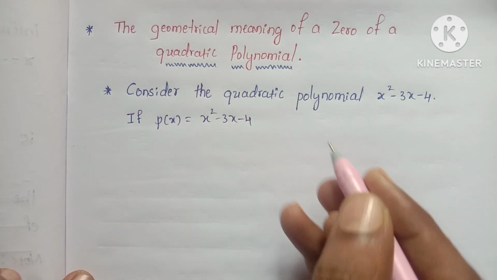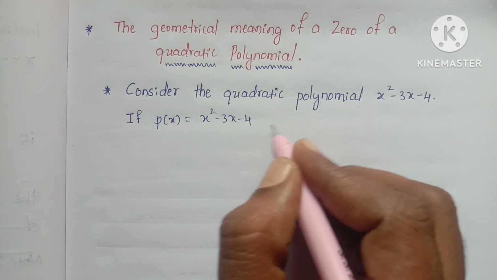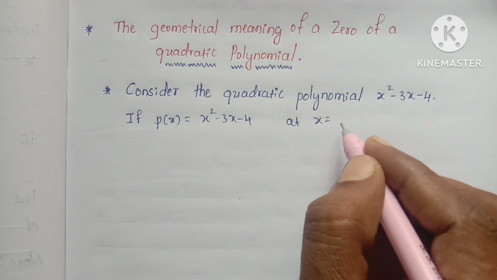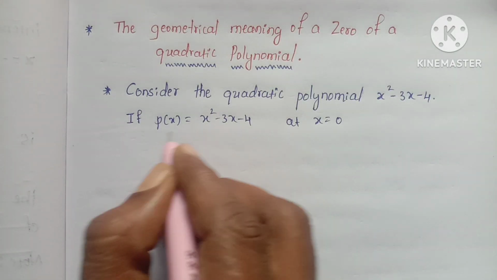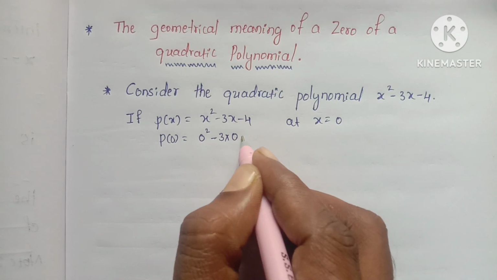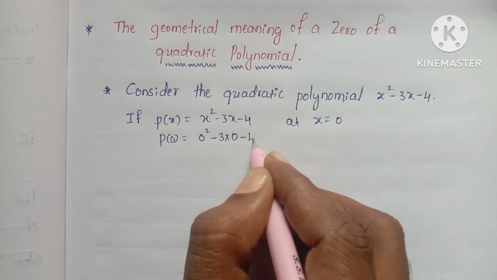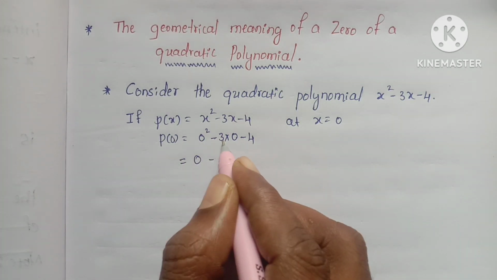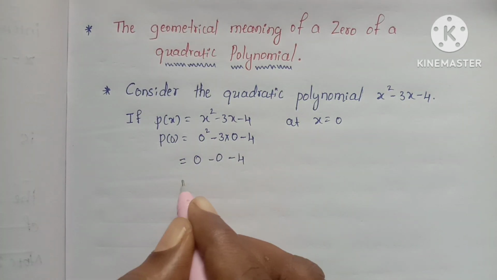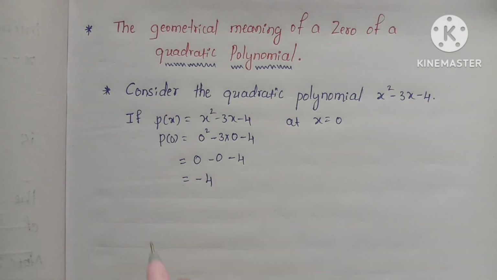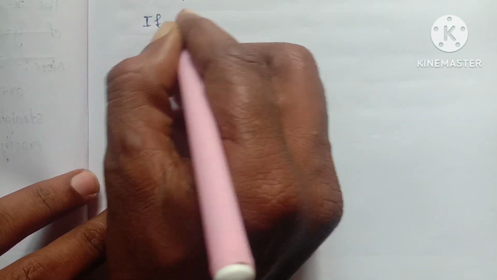If p of x equals x square minus 3x minus 4, substitute x equals 0. p of 0 equals 0 square minus 3 into 0 minus 4. 0 square is 0, 3 into 0 is also 0, minus 4 stays the same. So when we substitute x equals 0, we get p of 0 equals minus 4.